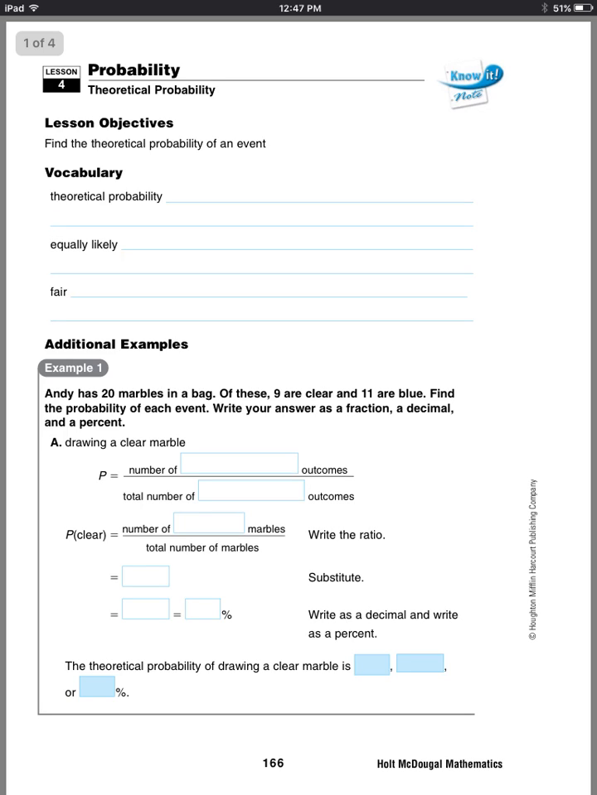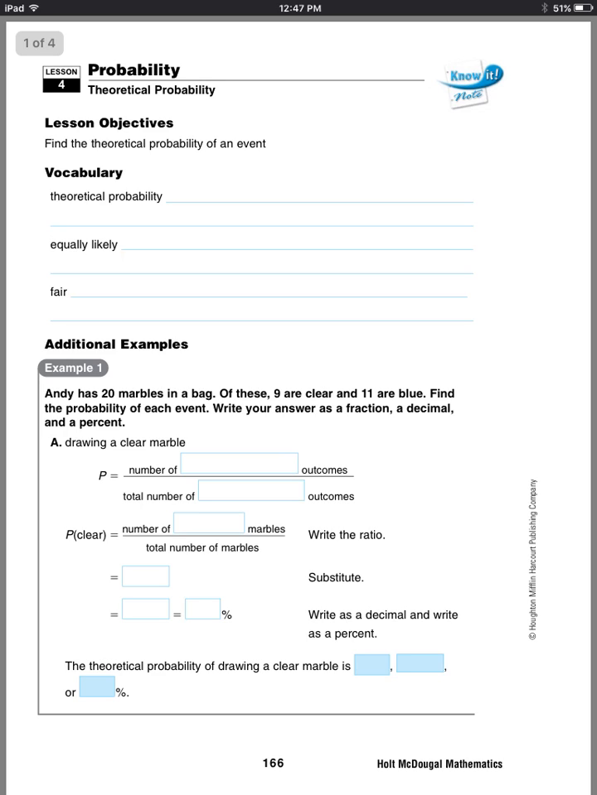Alright, theoretical probability is the ratio of number of equally likely outcomes in an event to the total number of possible outcomes. Equally likely is the outcomes that have the same probability, and fair is when each possible outcome of an experiment is equally likely.